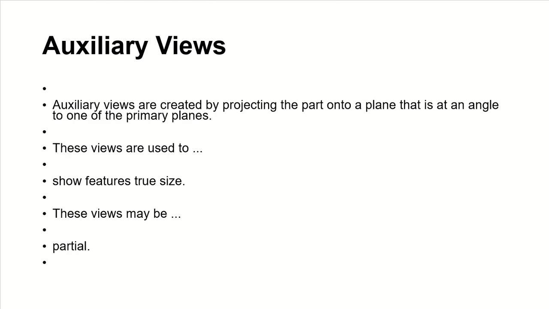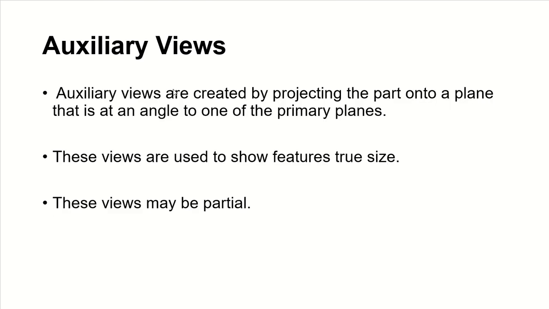All right, auxiliary view. Auxiliary view we have already studied. What we do with these views is project at an angle from one of the primary views. So you have 6 primary views, and we're going to project one of them.